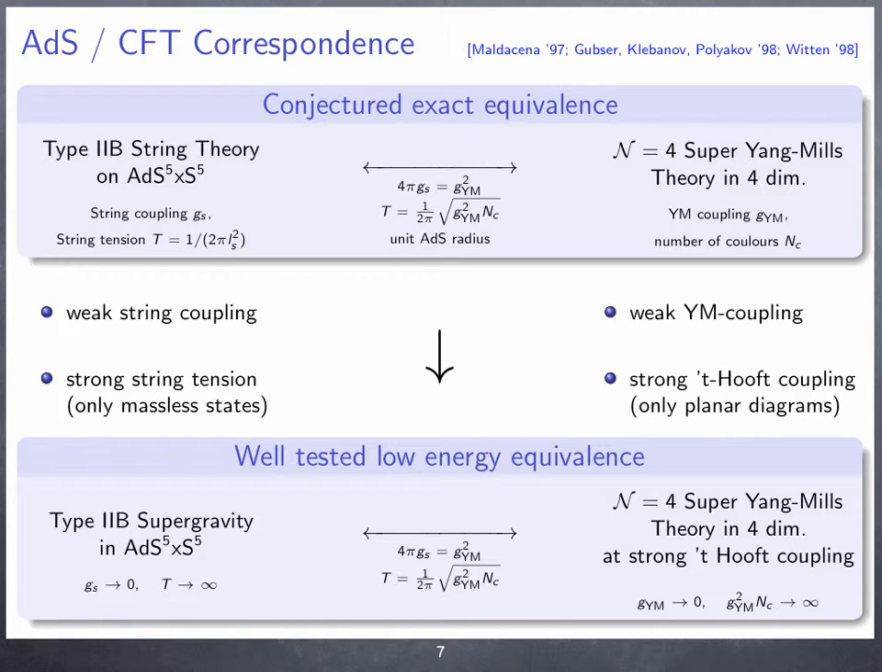And now at this low energy level, the correspondence is actually very well tested. You can do many computations, for example, in supergravity, which is just classical gravity in this sense. And therefore, the main use nowadays of this correspondence is to make computations in classical gravity on this lower level, and then map them to some computations in the field theory.